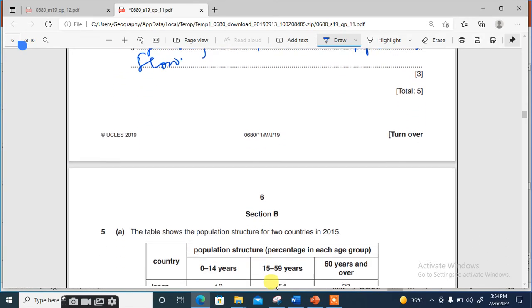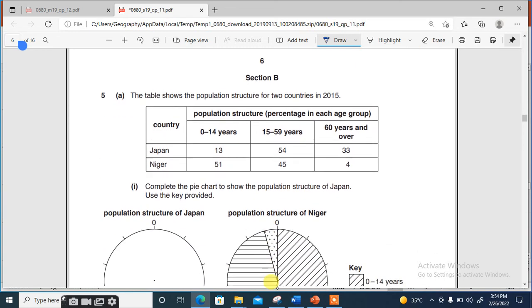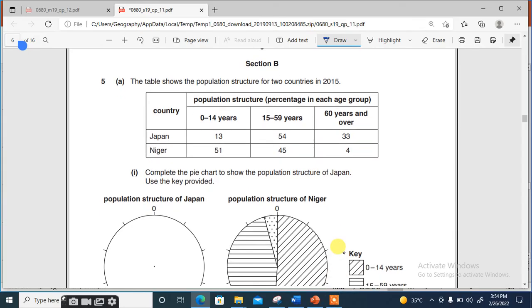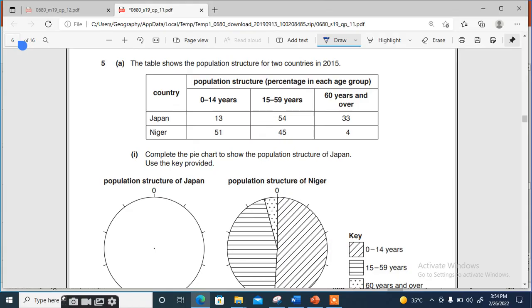Okay, let's move to section B. Section B. Okay, now section B is okay. I love this question. I really love this question.